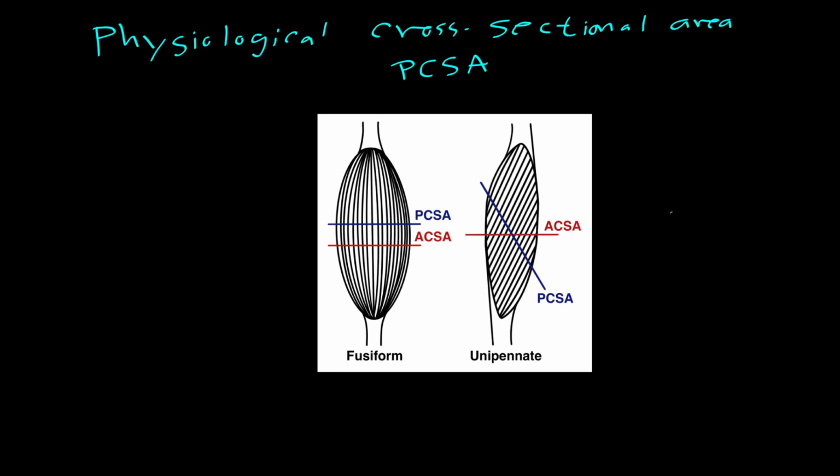So in the last video, I introduced this idea of physiological cross-sectional area as being the cross-sectional area of the muscle fibers in the direction of the muscle fibers themselves. So I've got two examples of muscles here, one of which is a fusiform muscle, where more or less the muscle fibers are in the same direction as the tendon itself. This might be maybe the long head of the bicep over here.